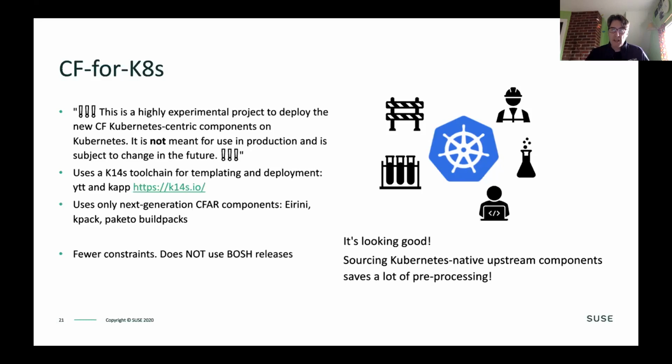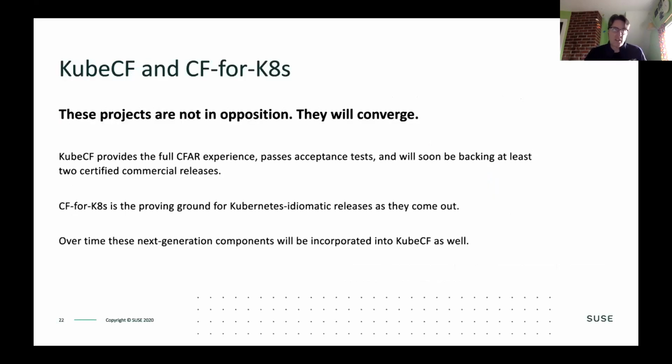And sourcing Kubernetes native components when you're making a Kubernetes distribution of software is a lot easier than some of the stuff that Thulio was talking about, using the Bosch serialization in a Kubernetes context. So there's going to be a lot of great advantages that we'll be able to take advantage of. And that's what I wanted to leave you with.